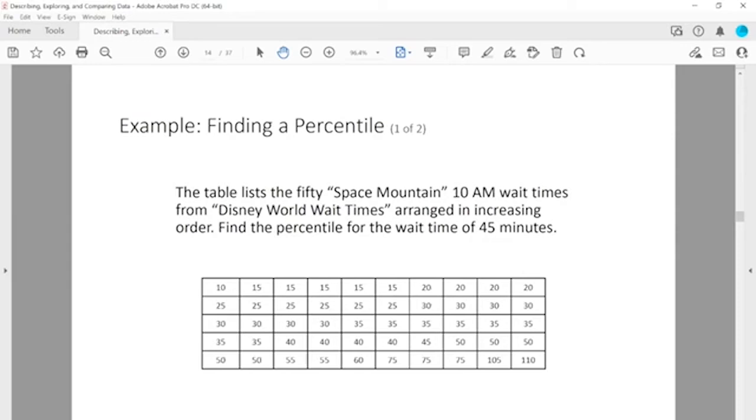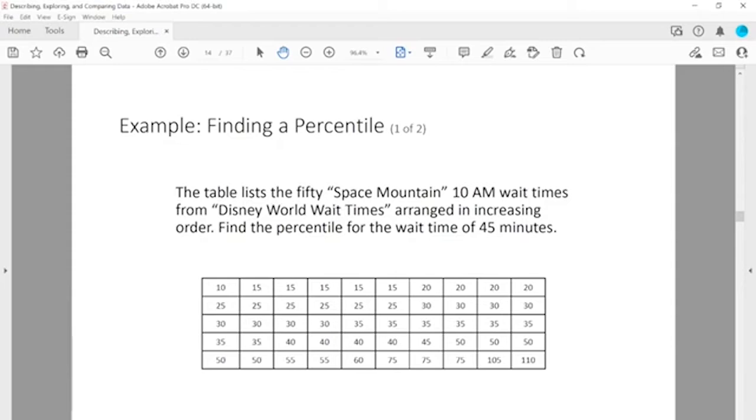Let's look at one example. The table given here is a list of 50 data values of Space Mountain 10 a.m. wait times from Disney World, arranged in increasing order. So they are already sorted. Find the percentile for the wait time of 45 minutes.